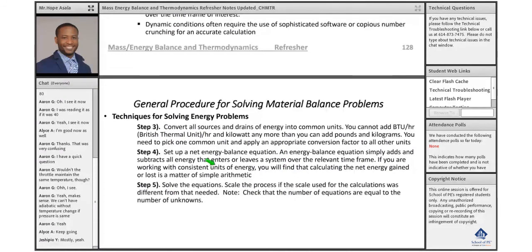Okay, and then like I said, set up the energy balance, figure out what is in and what is out, like what is the in stream and the out stream, and then you do your simple math and you get your answer, right?